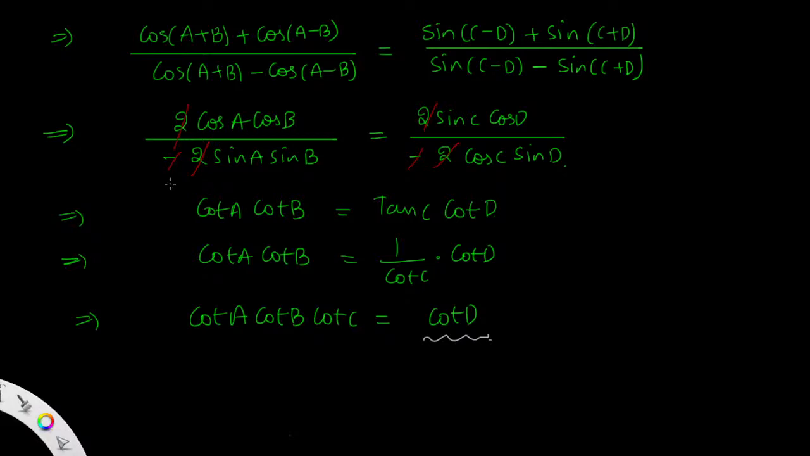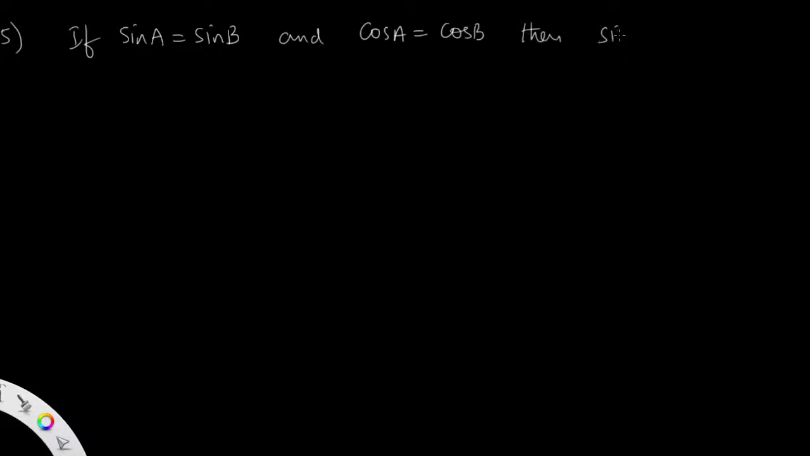Yes, next question is also there. If sin A equal to sin B and cos A equal to cos B, then sin of (A minus B) by 2 equals dash.